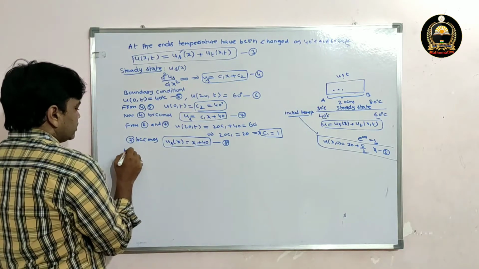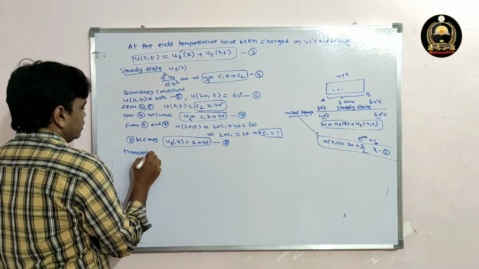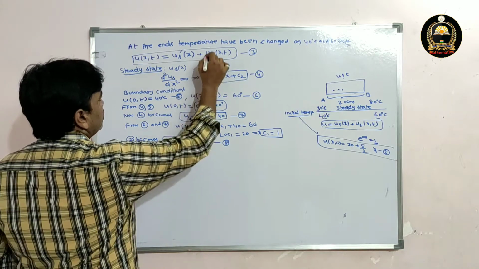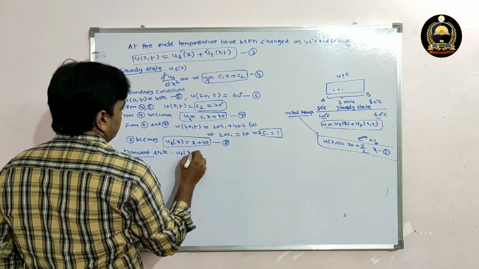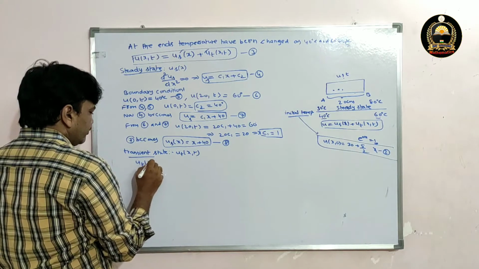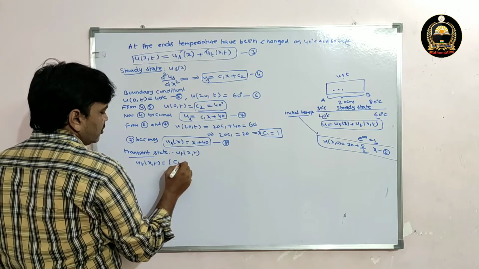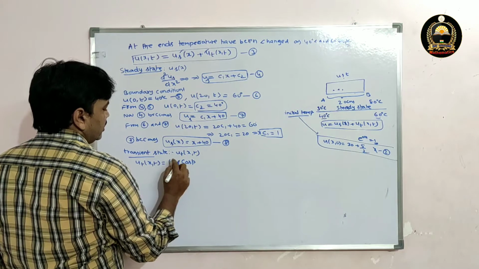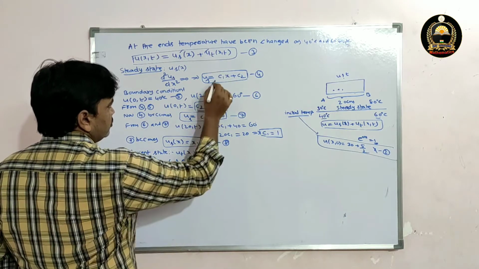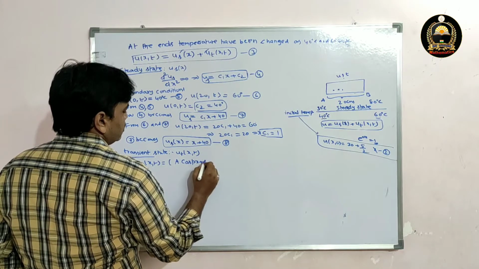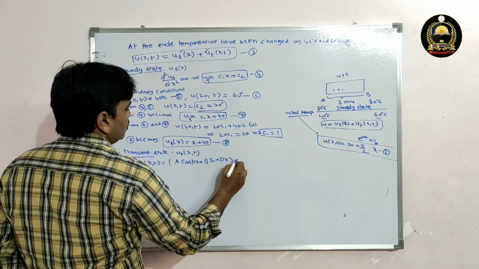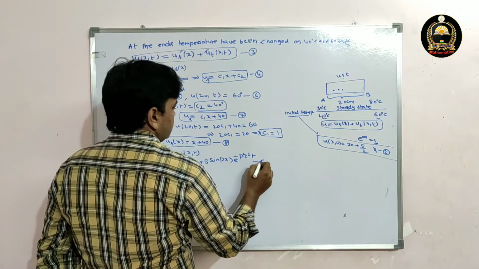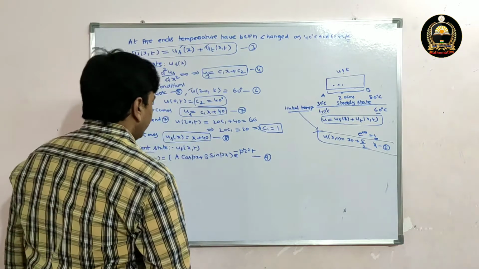Now I want to find the transient state solution, students. That means I want to find u_t of x comma t. What is the formula? u_t of x comma t is equal to c1 cos px, say it is capital A cos px, because I am using c1 c2 here, (A cos px plus B sin px) into e power minus p square c square t. Say this is 9, students.